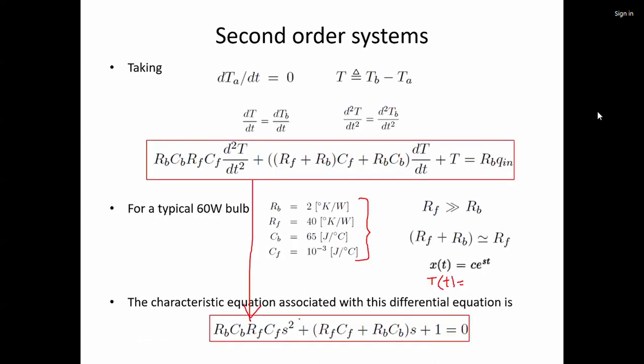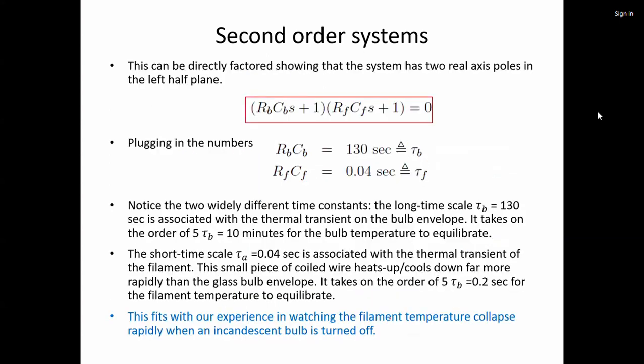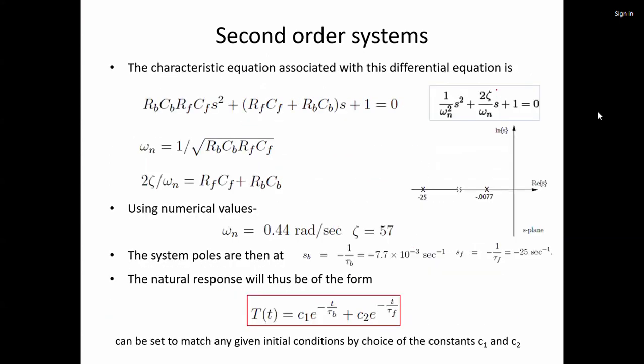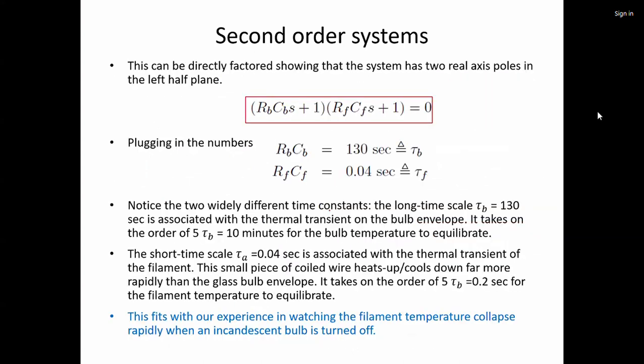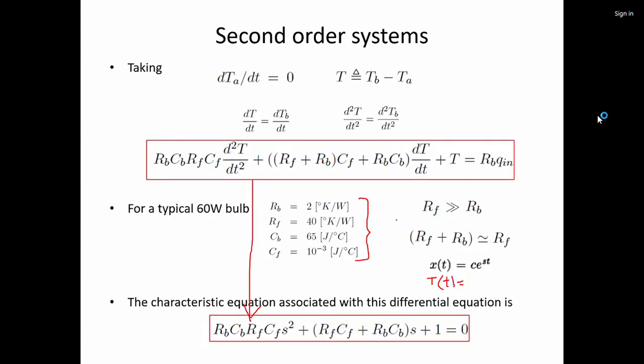This equation is very similar to the generic second order equation that we talked about in the very first class when we talked about second order systems, which is 1 over omega n square into s square plus 2j over omega n into s plus 1 is 0. So this is a generic second order equation, and this is similar to what we get from this thermal system.